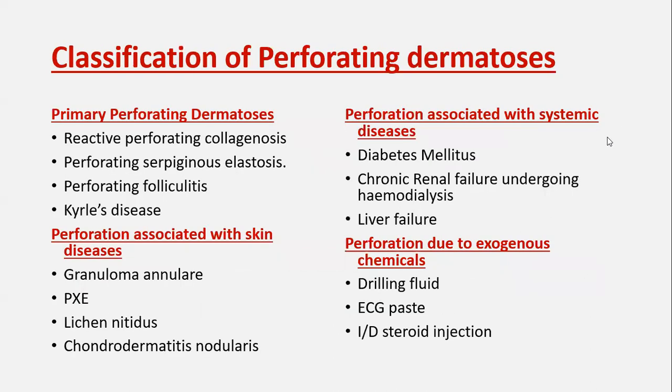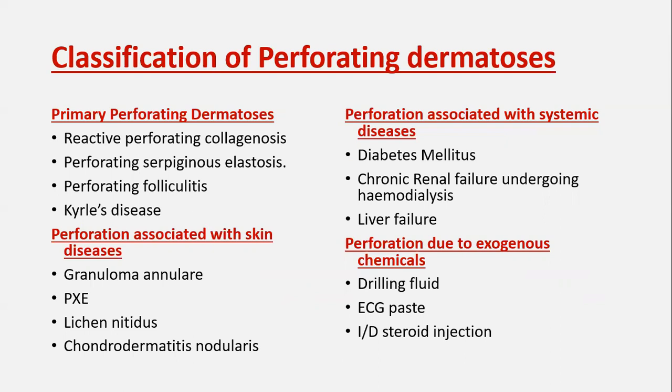There are different kinds of perforating dermatoses. The primary perforating dermatoses are primarily four types: reactive perforating collagenosis, which is now known as acquired perforating collagenosis, perforating serpiginous elastosis, perforating folliculitis, and Kyrle's disease. Now, Kyrle's disease is also considered to be a part of acquired perforating collagenosis.